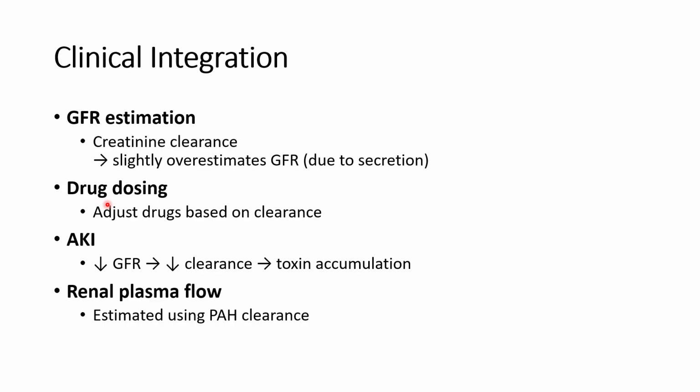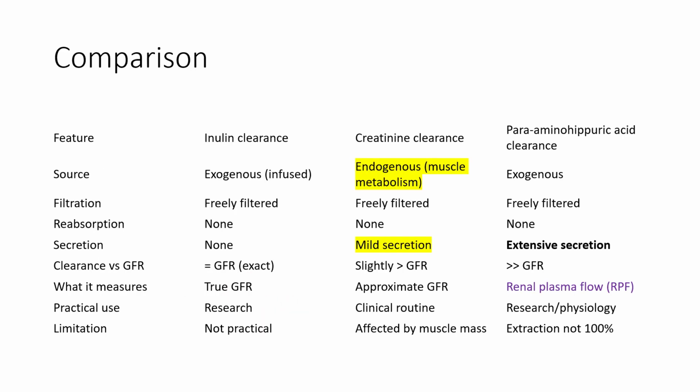Then this also helps us to dose drugs, because many drugs are excreted through the renal route. So this helps to decide how much dose of a drug to give to prevent any toxicity. Then in disease conditions like AKI, acute kidney injury, the GFR decreases, thus decreasing the clearance of a substance. Thus, this substance won't be cleared from the plasma and can accumulate to toxic doses. Then you can also calculate renal plasma flow through PAH clearance.